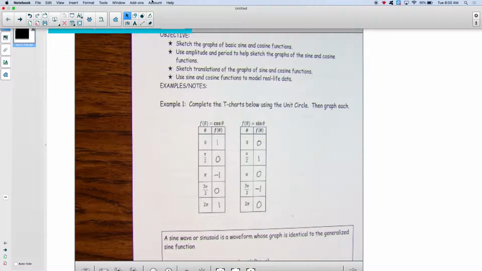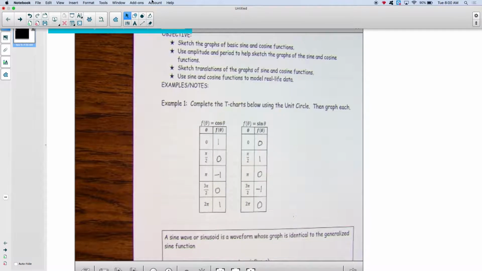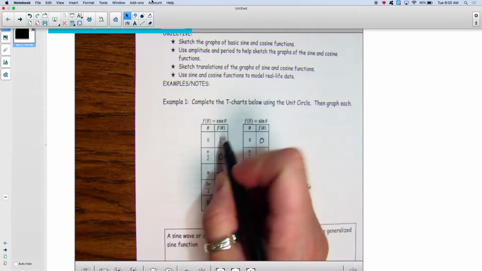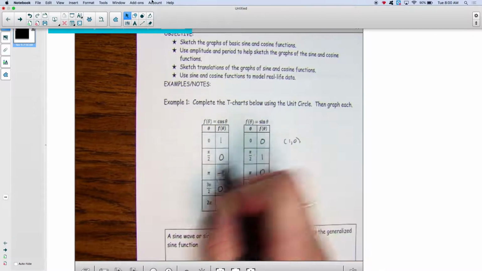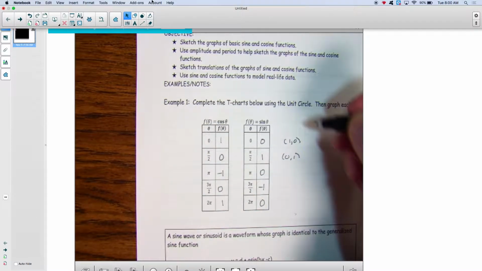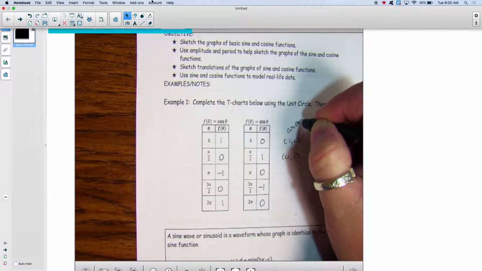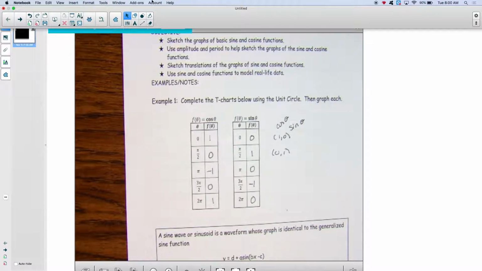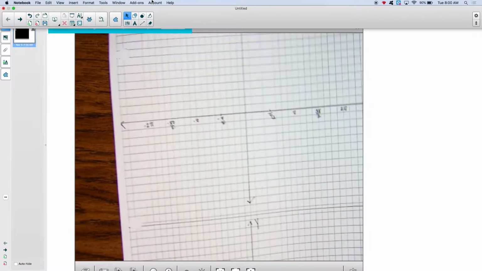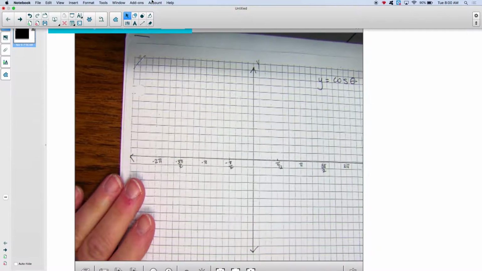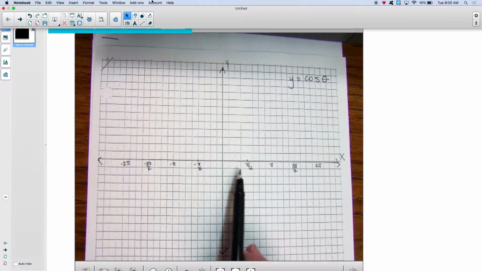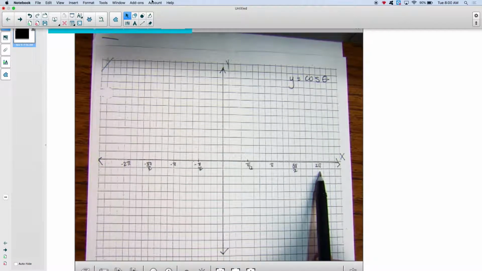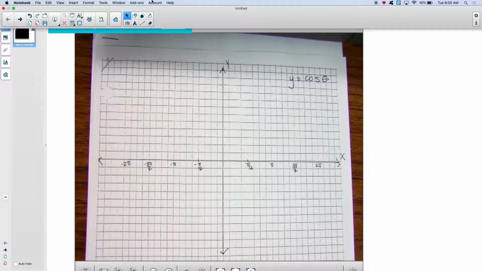All right, completing this T-chart, we use the unit circle. For cosine, at 0 radians, that ordered pair is (1, 0). At pi, it's (0, 1). And if you remember, cosine is the first ordered pair, sine is the second. Okay, so on our graph, you have this labeled every fourth one: pi over 2, pi, 3 pi over 2, 2 pi, and then I just translate it to the negative.